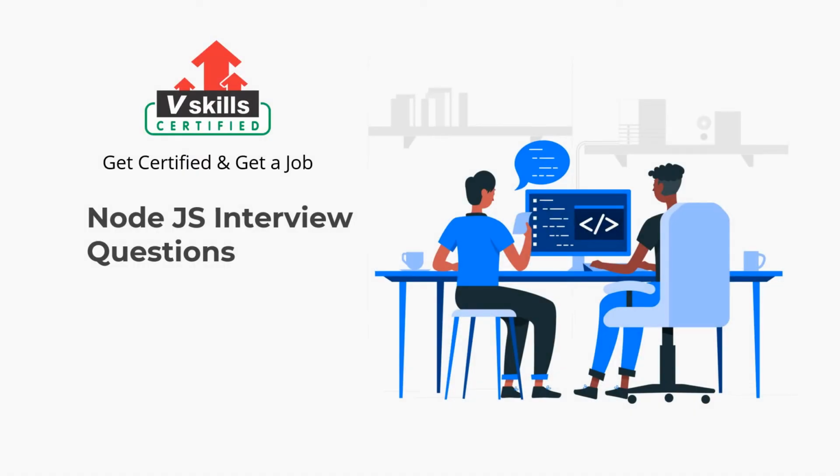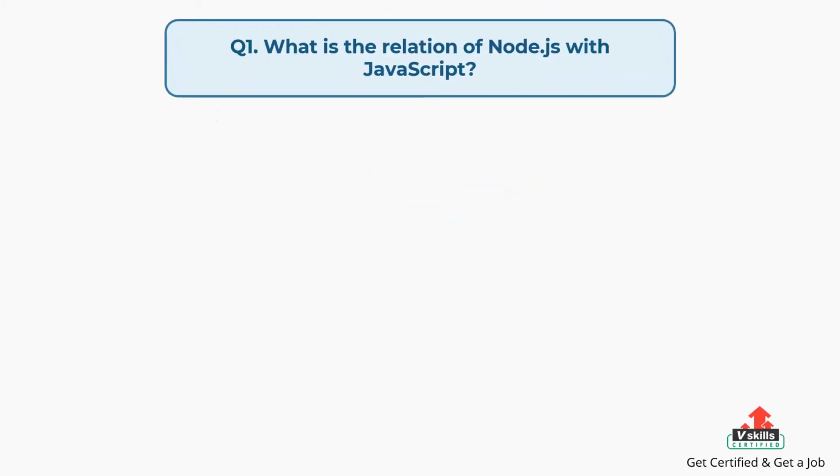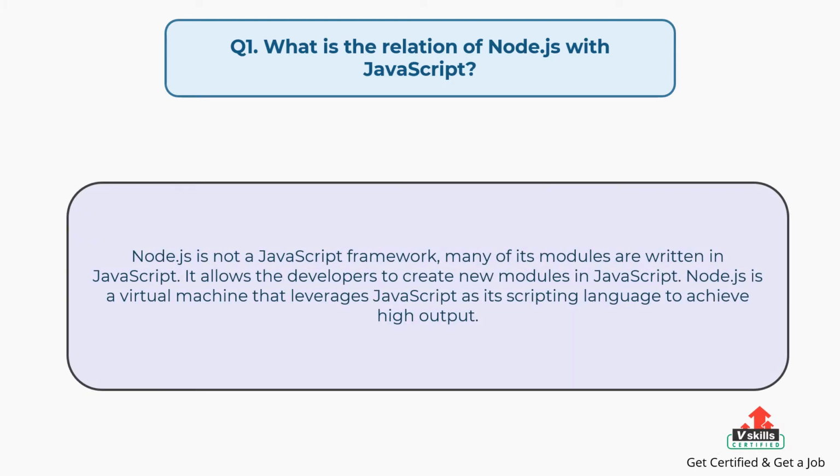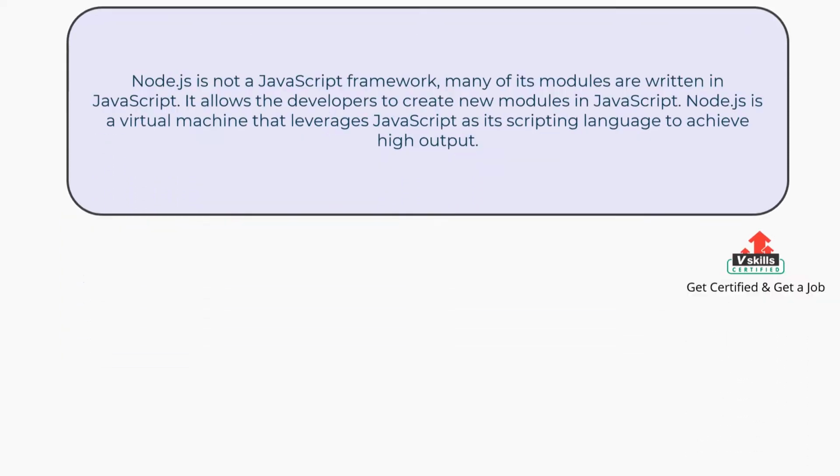In this video, you will learn about the top interview questions for Node.js. So, let's get started. Question number 1. What is the relation of Node.js with JavaScript? The answer is: Node.js is not a JavaScript framework. Many of its modules are written in JavaScript. It allows the developers to create new modules in JavaScript. Node.js is a virtual machine that leverages JavaScript as its scripting language to achieve high output.